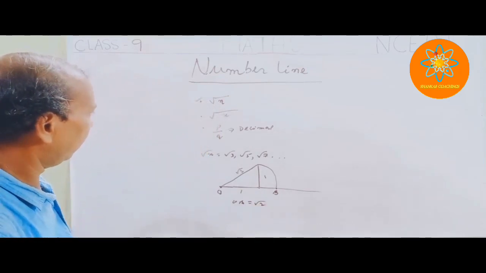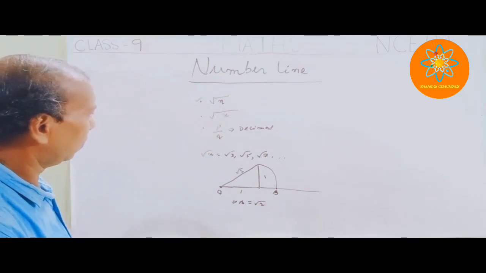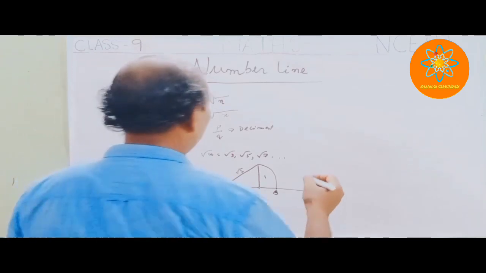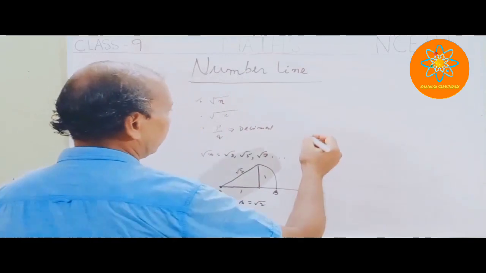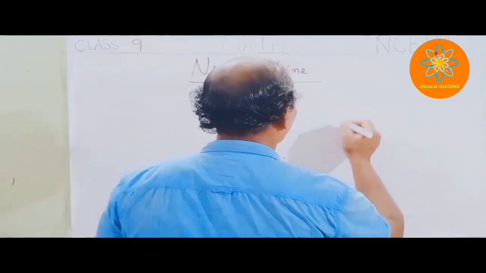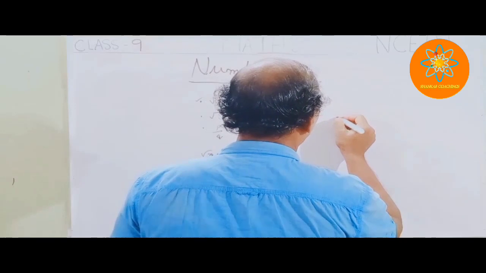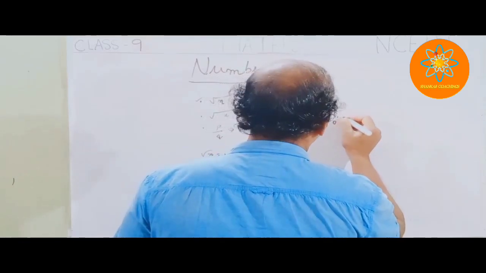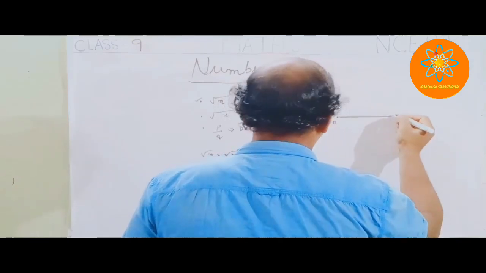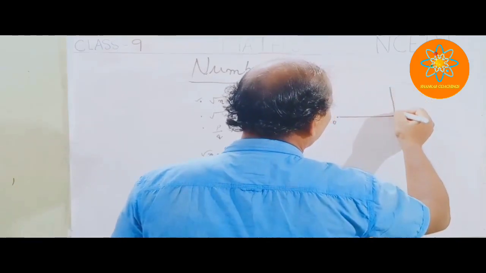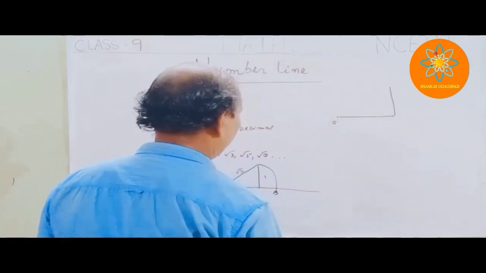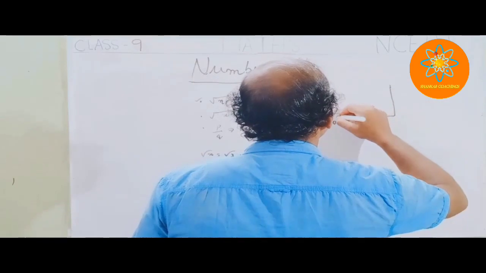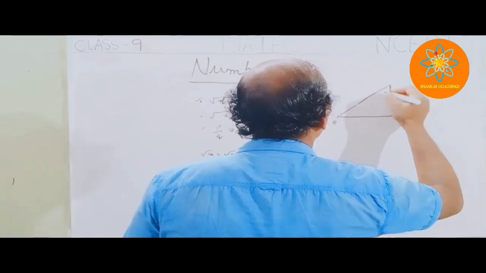In a similar manner, we can find root 3 and root 5 also. For example, how will we draw root 3? You have the center here, starting with 0. The same process is there. Then this is 1 unit, this is 1, and this is root 2.